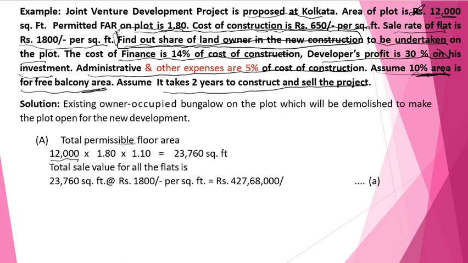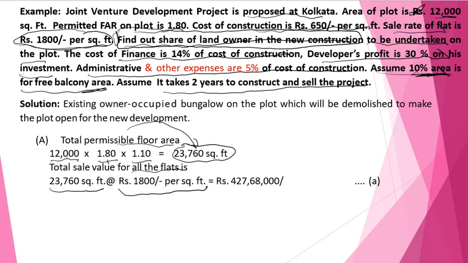Total permissible area is plot area multiplied by 1.8, which is the FSI. So 12,000 plot area multiplied by 1.80 as FSI and 1.10 for 10% extra area. So total built up area or total permissible floor area can be 23,760 square feet. He can construct this much area at the rate of 1800 per square feet. The flat rate is a composite rate of 1800 per square feet.